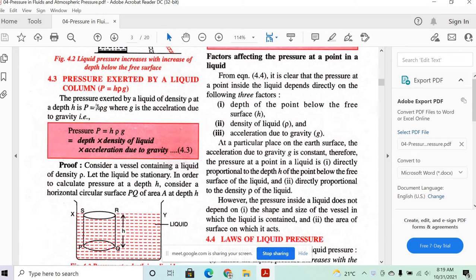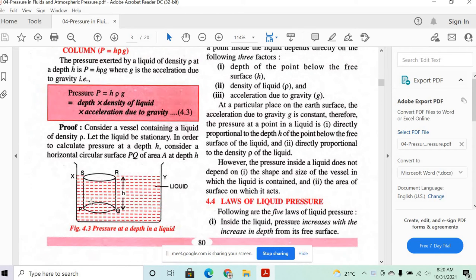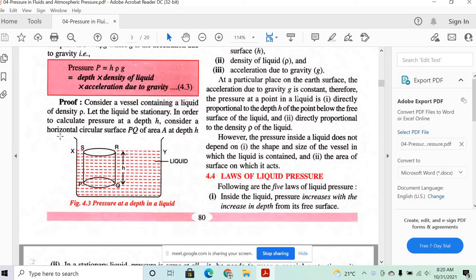Okay, now let's understand how the pressure is calculated in the liquid column. Basically we need to find pressure, which is given as H rho G: there is height, density, and the acceleration due to gravity. Now you have drawn the figure. Let's say this is the liquid column, right? This is the liquid column we have drawn.